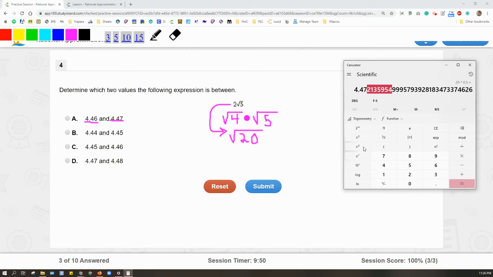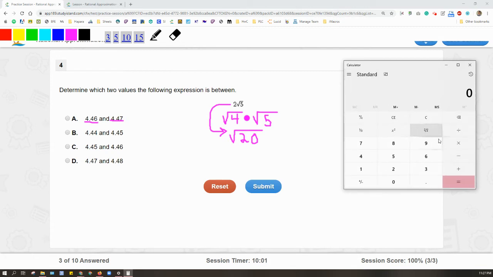The answer is D. But how would you do that if you didn't know that the square root of something is the same as raising it to an exponent of 0.5 or 1/2? Well, this particular calculator that comes on my PC is a standard version, and this button is the square root button. So you have 20, and you have the square root button, and there you get the 4.47.